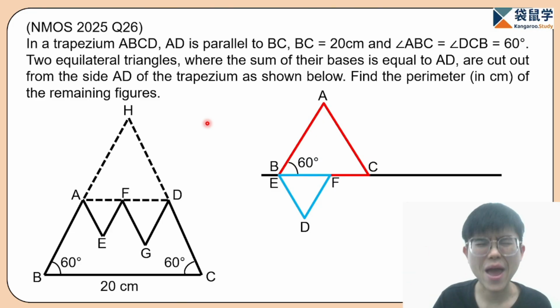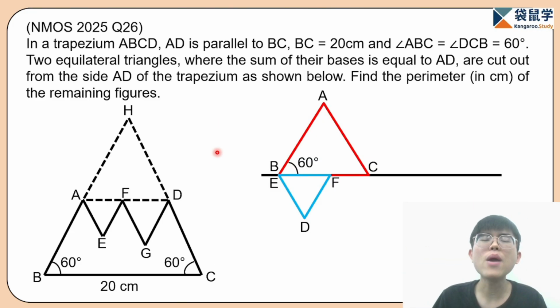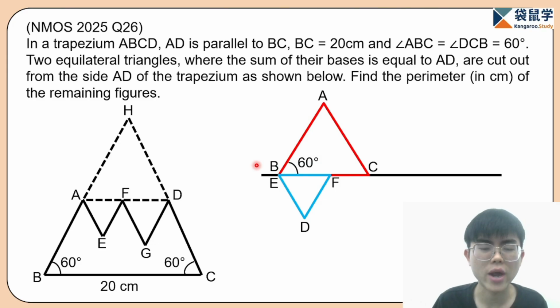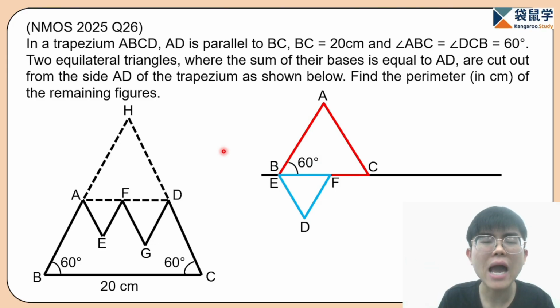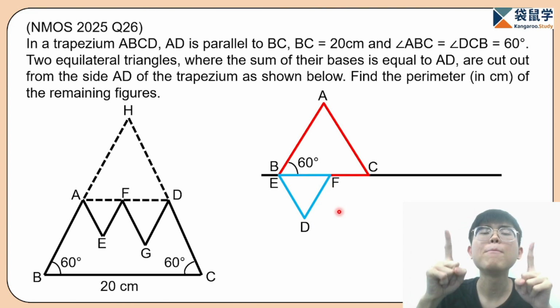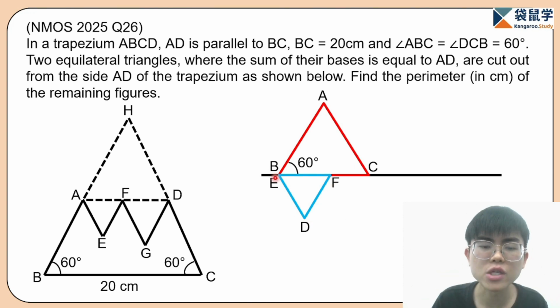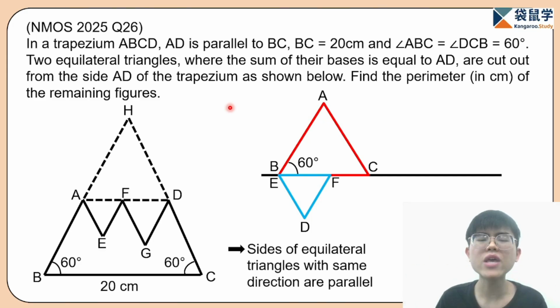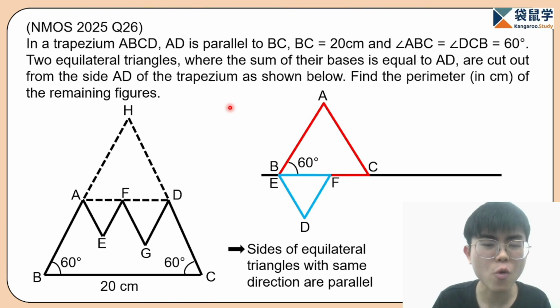They are also parallel. So everyone, you can see that in this example right here, when we have the equilateral triangle, we say that the sides going in the same direction are parallel, right? So AC is parallel to ED, BA is parallel to DF. We say that the sides of an equilateral triangle with the same direction are parallel, right? So everyone, now let's go back to our question.